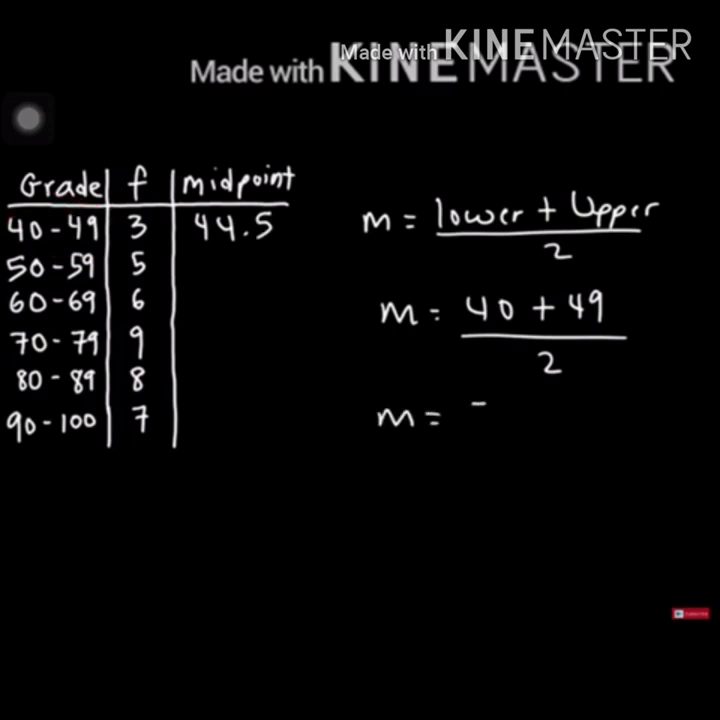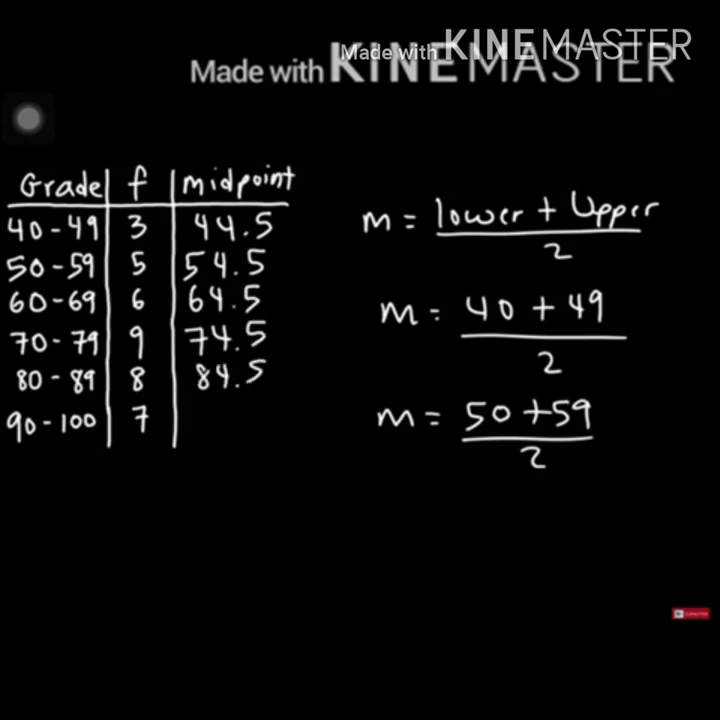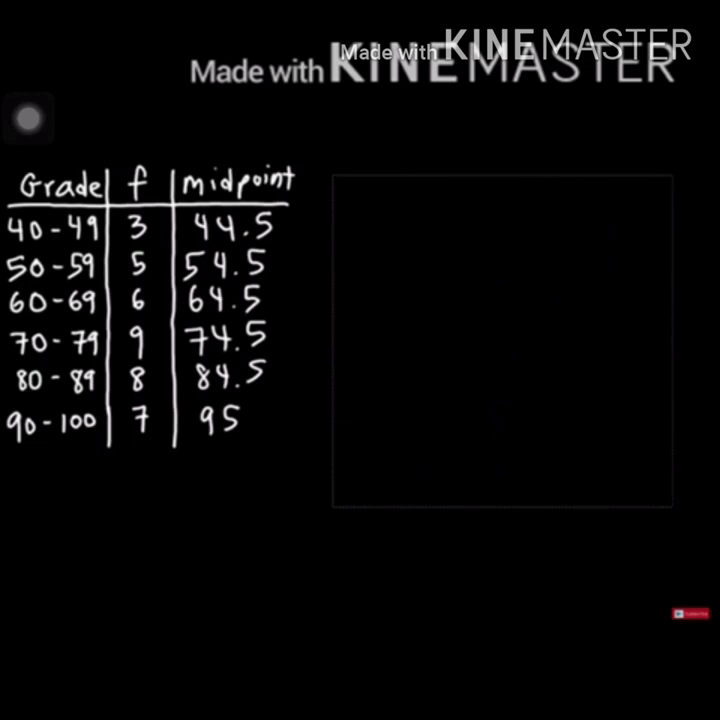Now let's do the same thing for the next one. So the second midpoint is going to be 50 plus 59 divided by 2. So that's 109 divided by 2, which is 54.5. At this point we can see the next ones are going to be 64.5, 74.5, 84.5, and 95.